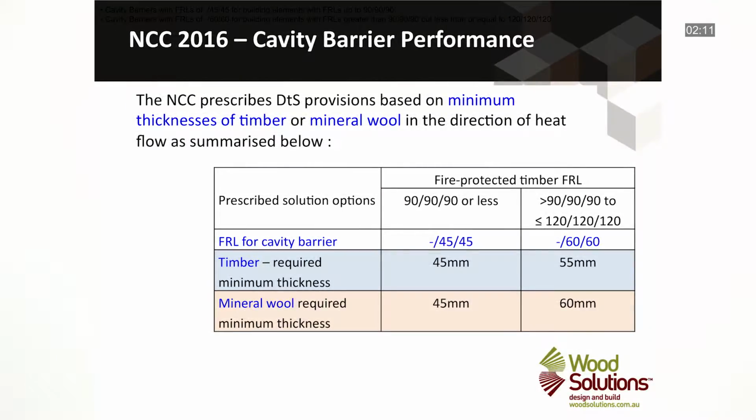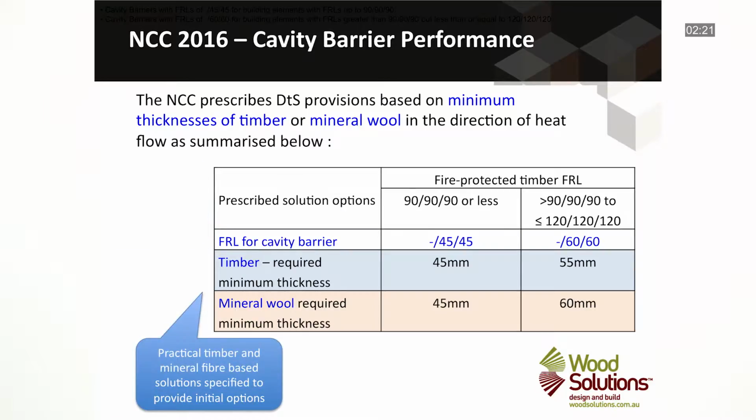The NCC prescribes deemed to satisfy provisions based on a minimum thickness of timber or mineral wool, measured in the direction of heat flow. Specific cavity barrier FRL requirements have been specified to encourage innovative practical solutions, whilst practical timber and mineral fibre-based solutions are specified to provide initial options.